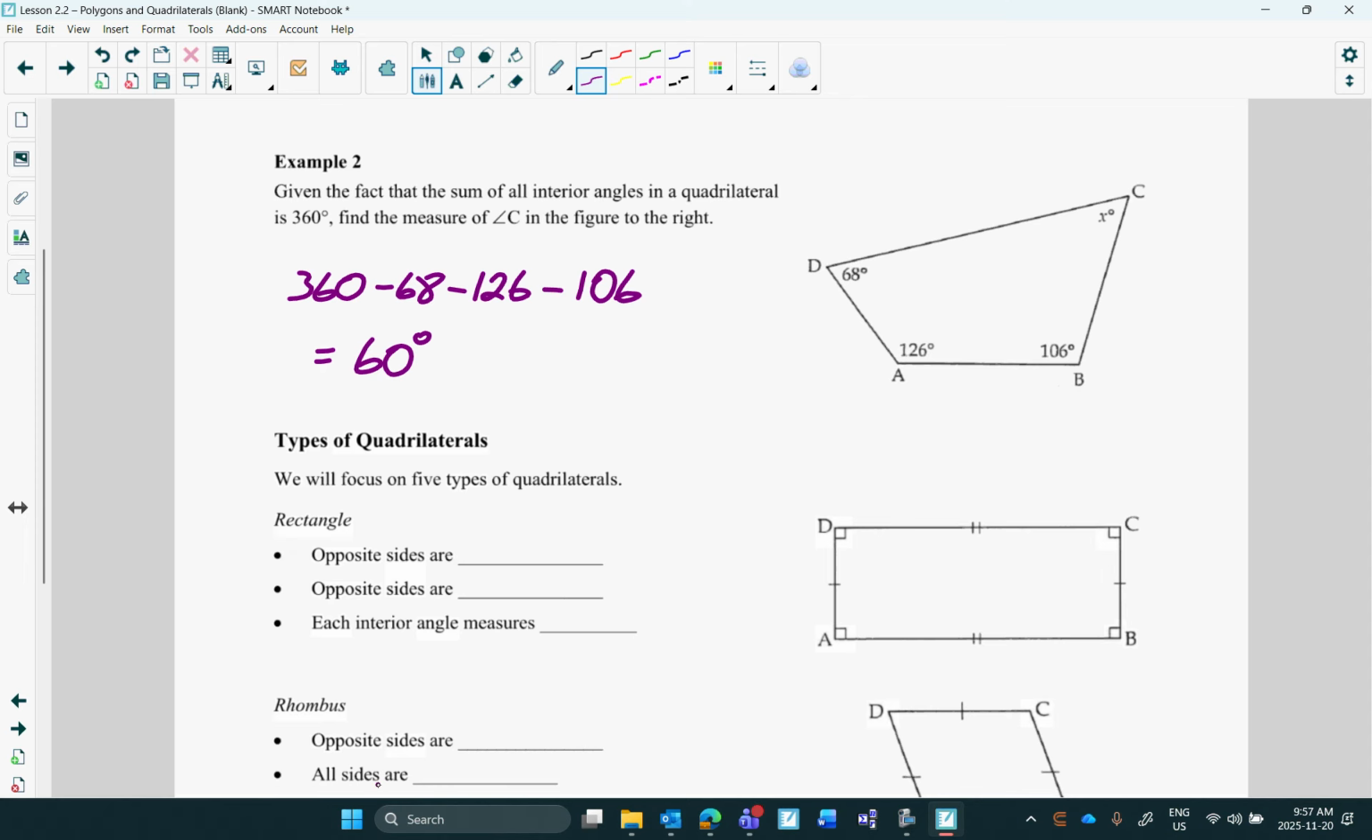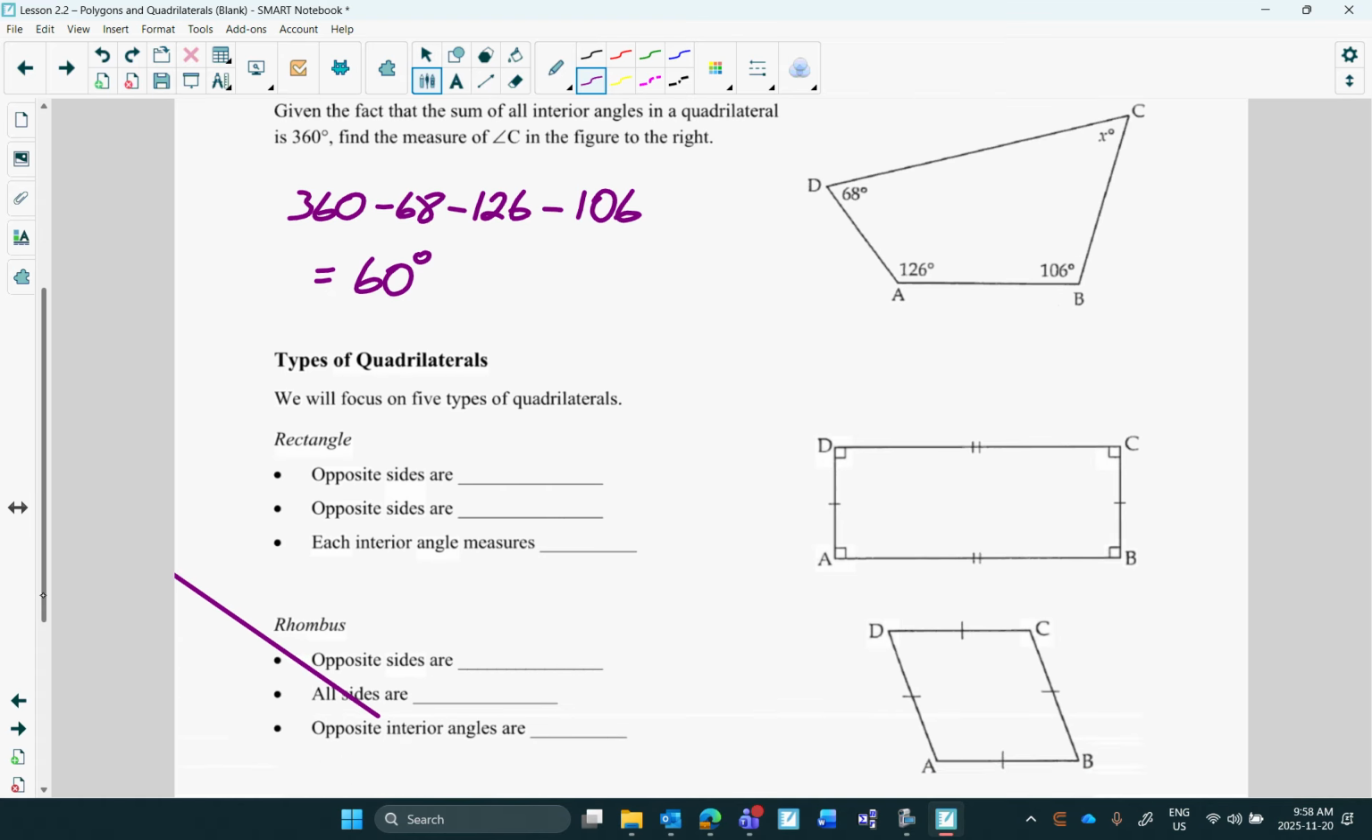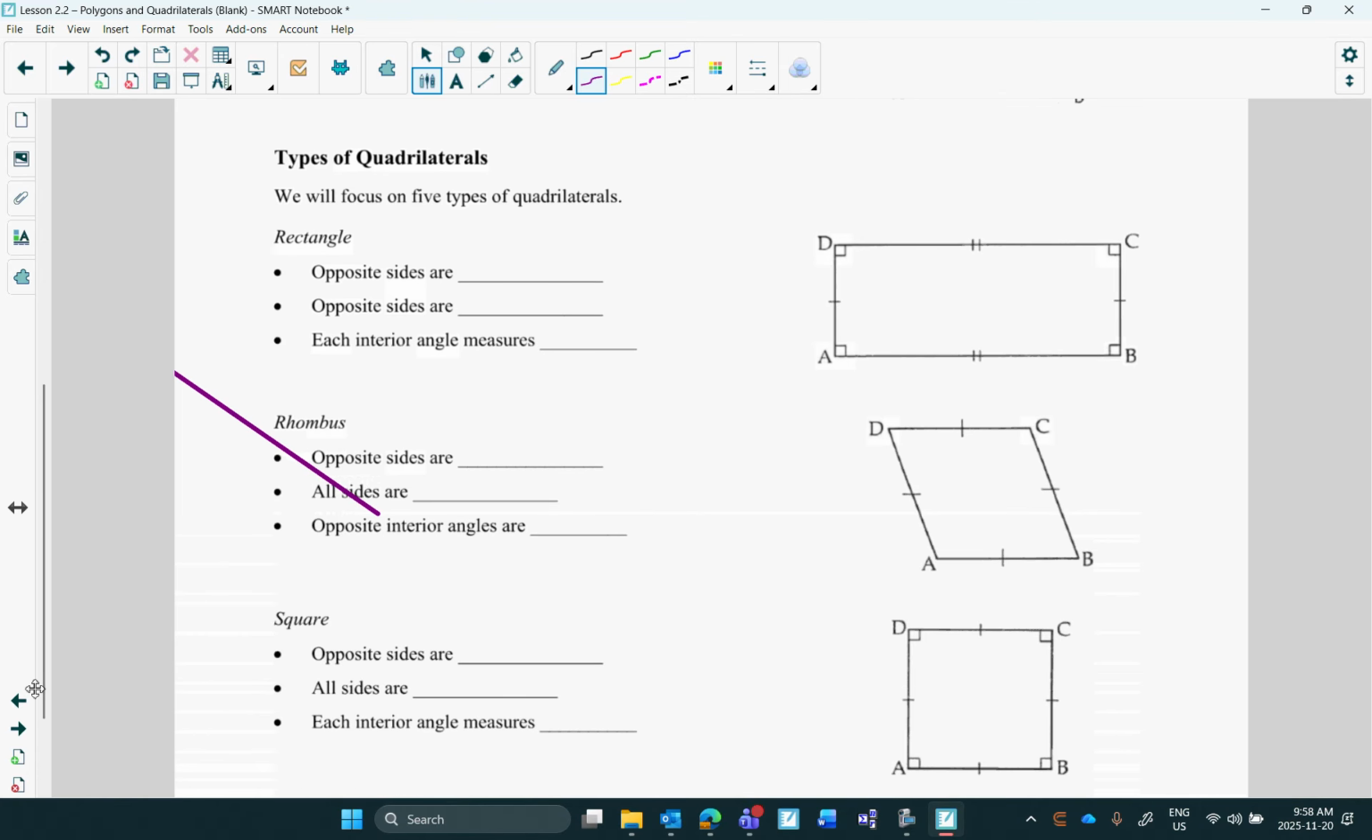Okay, certain types of quadrilaterals. And we're going to look at 5. They're all called quadrilaterals, but because they have some special properties, we give them specific names. And the first one, and you're familiar with, I believe, all of these, well, a few of them absolutely. A rectangle. What can you tell me about the opposite sides of a rectangle? They're the same. They're equal.